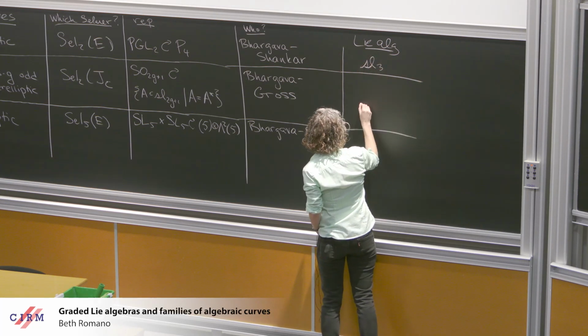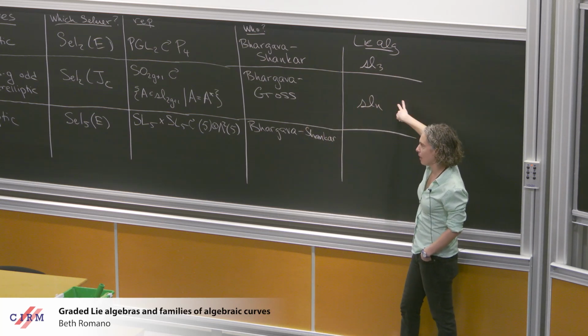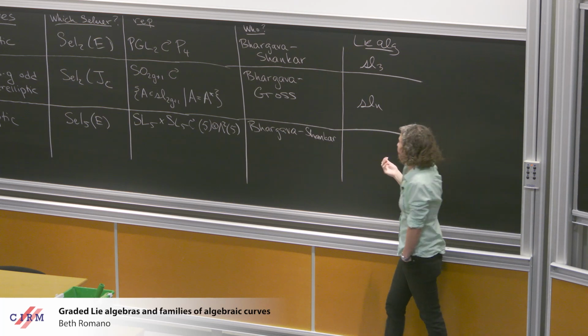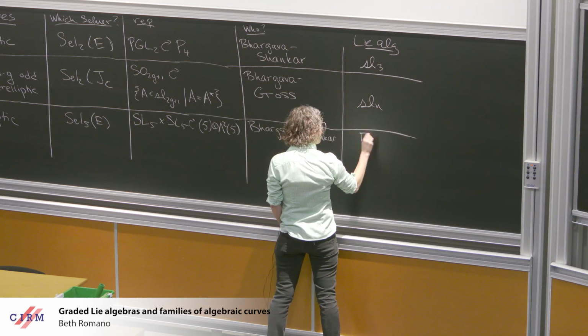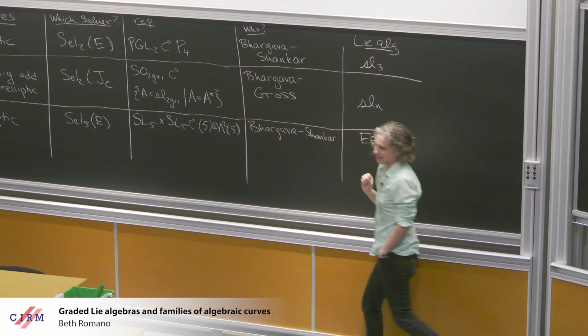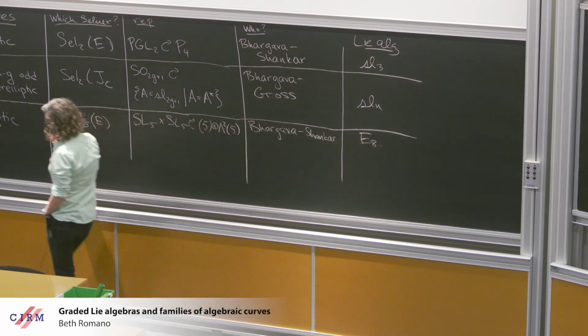The second one, as we saw, comes from SLN. Both of these with a 2 grading, right? So you're taking an involution. The next row actually comes from a 5 grading of E8. One of the best Lie algebras.